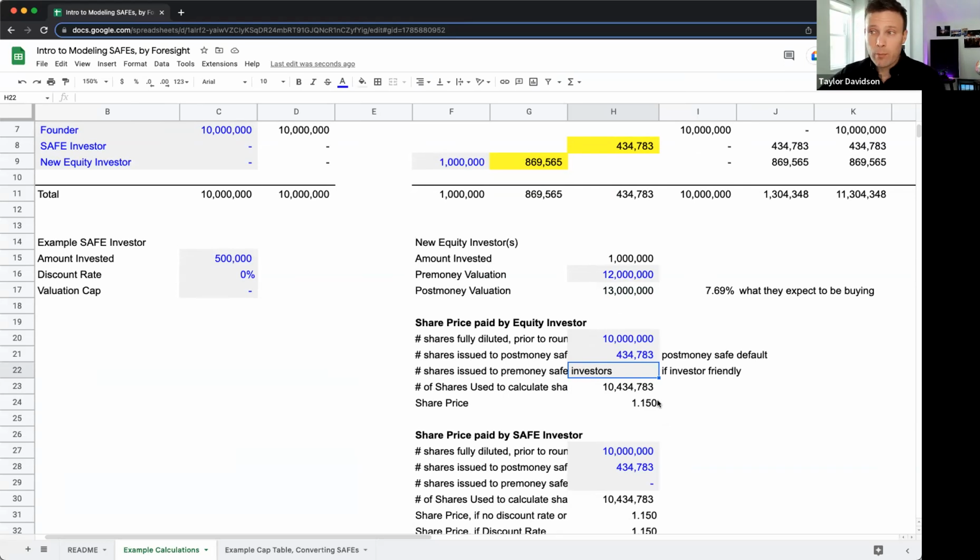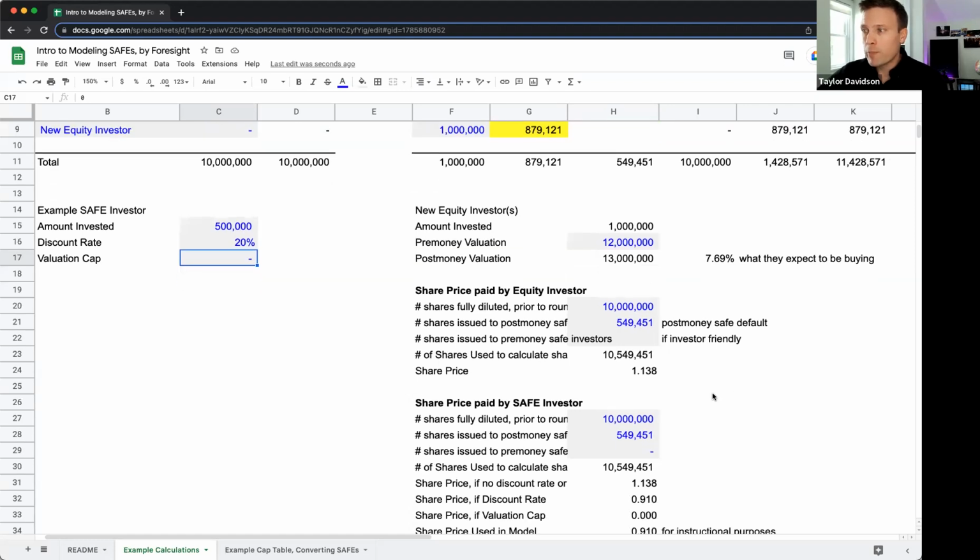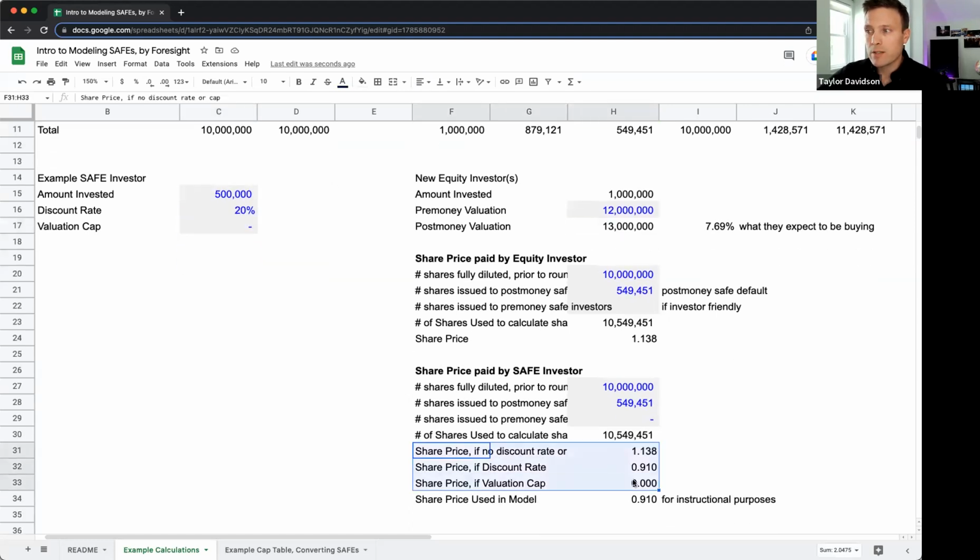Now, this is for a post-money SAFE. What happens if we start assuming different terms? Maybe it's a case where there's a discount rate, meaning they can purchase shares at a 20% discount to whatever the equity investor pays. I have a pre-built structure here which calculates the different share prices. One says, what's the share price if there's no discount rate and no cap? Then I have two more lines: what's the share price if there's a discount rate, and what's the share price if there's a cap? Commonly, a SAFE may have a discount rate, a valuation cap, or both.